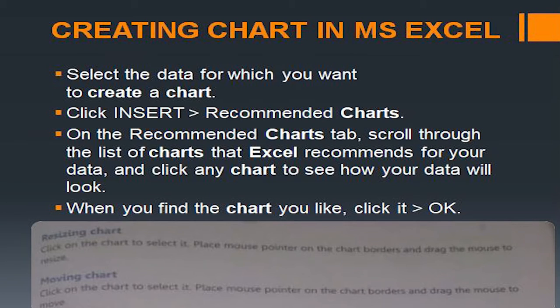Now let us have a look at how to create a chart in MS Excel. First we need to select the data from which you want to create a chart. Click the Insert tab and click on Recommended Charts. On the Recommended Charts tab, scroll through the list of charts that Excel recommends for your data. Click on any chart to see how the data will look. When you find the chart you like, click OK. Then to resize, click on the chart and select it.